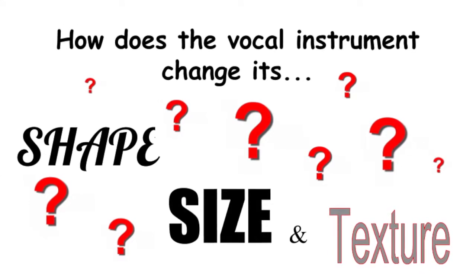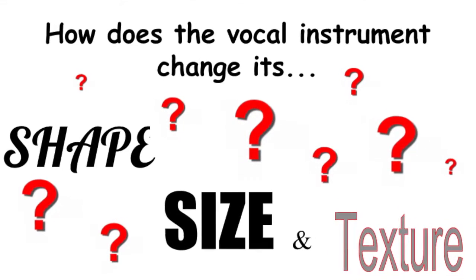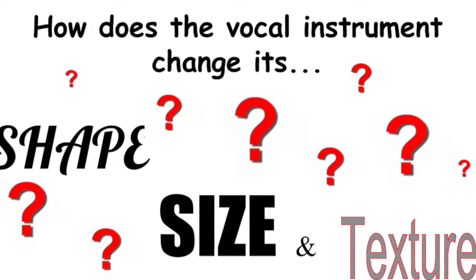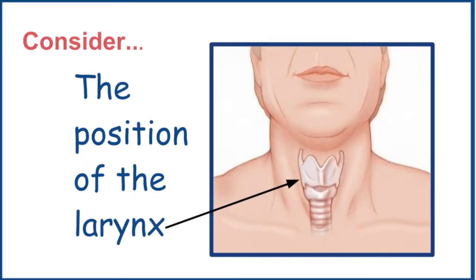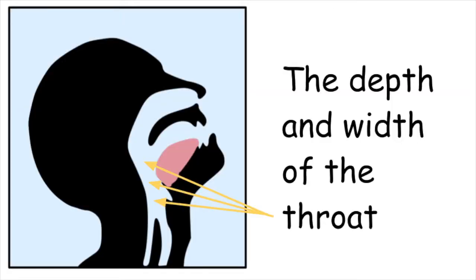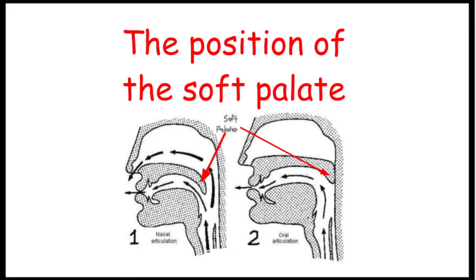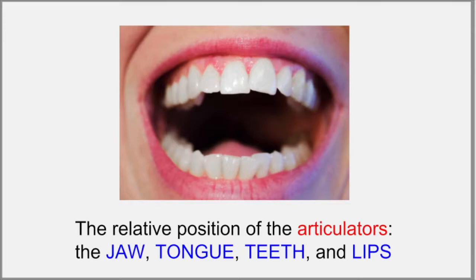How does the vocal instrument change its shape, size, and texture? Consider the position of the larynx, the depth and width of the throat, the position of the soft palate at the back of the roof of your mouth, and the relative position of your articulators, your jaw, tongue, teeth, and lips.